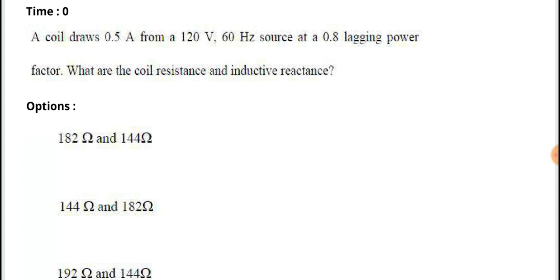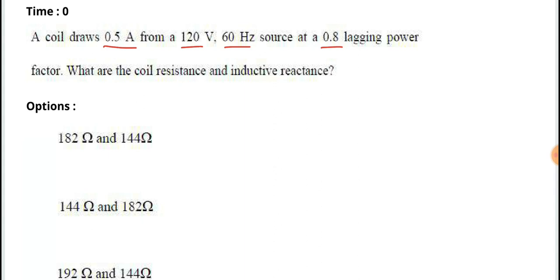Next question here. A coil draws 0.5 amperes from a 120 volt, 60 Hz source at a 0.8 lagging power factor. What are the coil resistance and inductive reactance here? So the coil resistance and inductive reactance we need to calculate here.